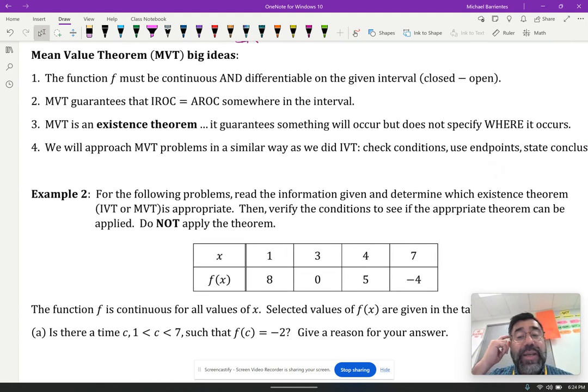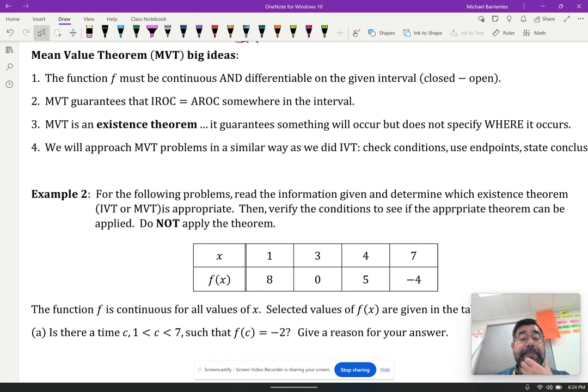So there's a couple of things that we have to be aware of. We have to make sure that the function is continuous and differentiable on each given interval. Continuous on the closed interval, differentiable on the open interval. The mean value theorem guarantees that the instantaneous rate of change is equal to the average rate of change somewhere in the interval. But remember, the mean value theorem is an existence theorem. It guarantees that something occurs, but it doesn't tell me where it is or how to find it. It just says it's going to happen.